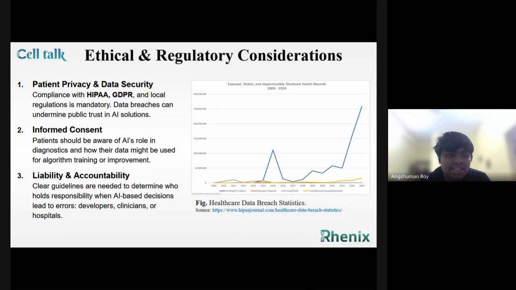Patient privacy and data security are a must. Compliance with HIPAA, GDPR, and local regulations is mandatory. Data breaches can undermine public trust in AI solutions.